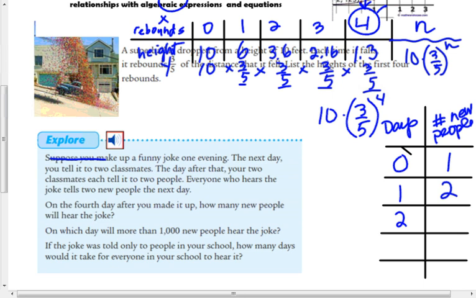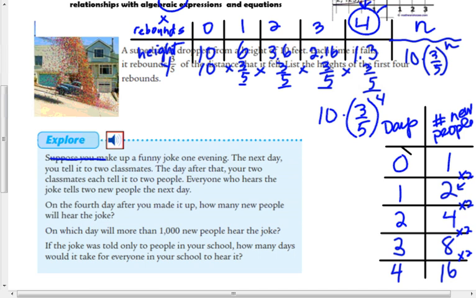On the second day, each of these 2 people told it to 2 people. So that's 2 times 2 is 4. And then on the next day, each of these 4 people told it to 2 people. So 4 times 2 is 8. And so we can see a pattern now. I'm just multiplying by 2 each time. And so the next one would be 16. And what you might notice is that the number of days is the same as the number of times I multiply by 2.